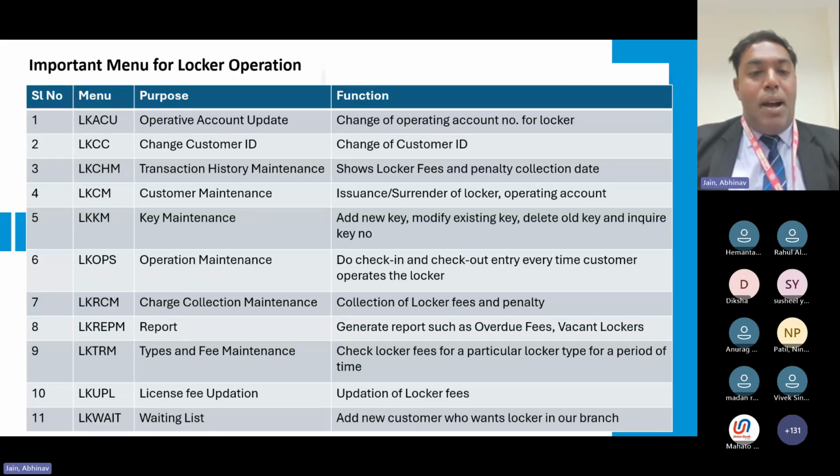For type and fee maintenance, that is checking locker fees as per their type over a period of time, we can use menu LKTR. For license fees updation or locker fees updation in Finacle, the menu which can be used is LKUPL. And for waiting list maintenance, like adding a new customer in the wait list of the branch, the menu that can be used is LKWAIT. So these are a few important Finacle menus for doing locker operations.